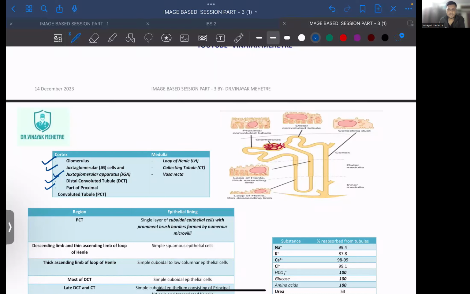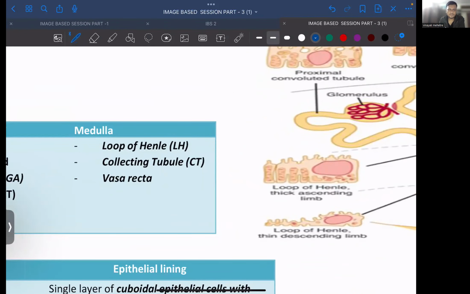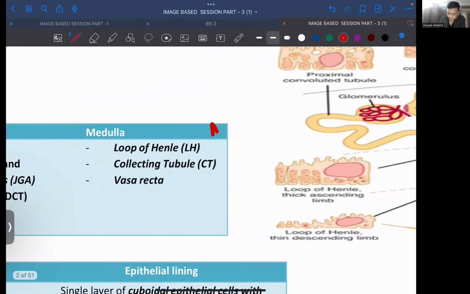How can you remember? I will give you a mnemonic. For the parts which lie in the medulla, you can remember the mnemonic: Madam low CV. Rest all parts are going to lie in the cortex. Okay, that was one question.